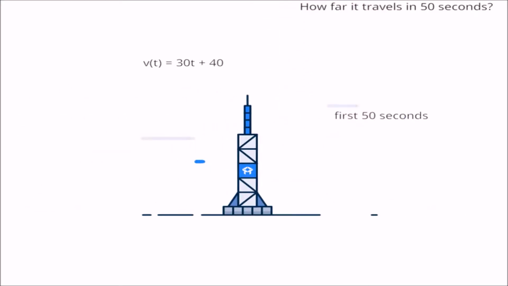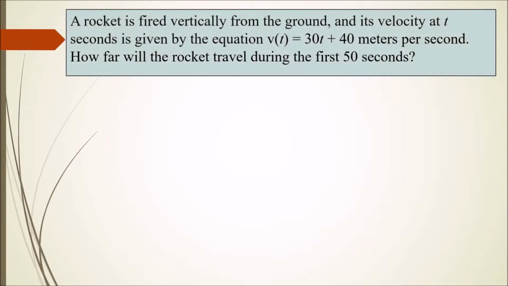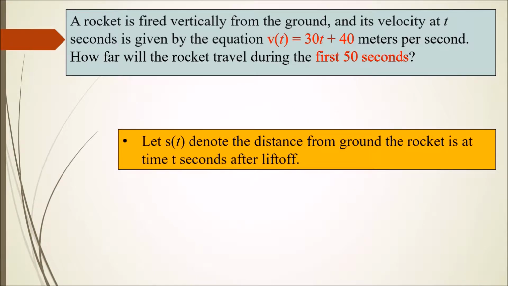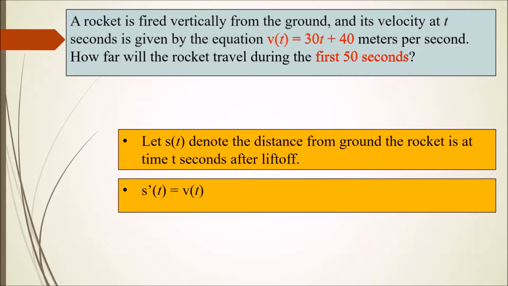After that, we extract all the information from the question. The question gives us the equation of velocity, which is 30t + 40 meters per second, and it asks how far will the rocket travel during the first 50 seconds. From the question above, we can note that let s(t) denote the distance from the ground the rocket is at time t seconds after lift-off. So, s'(t) is equal to v(t).